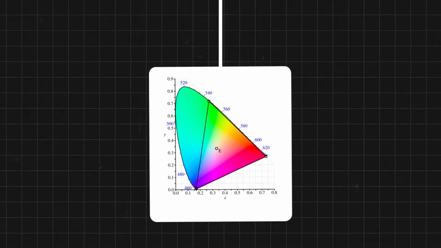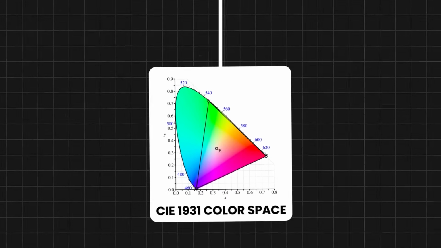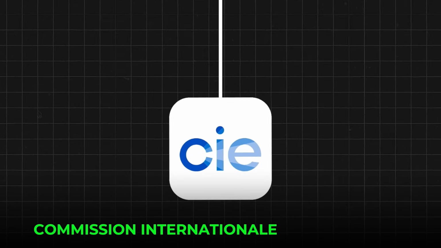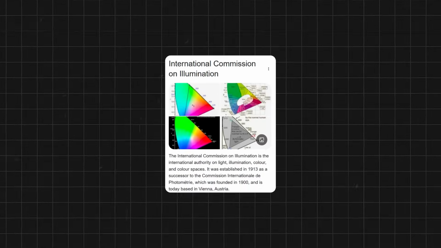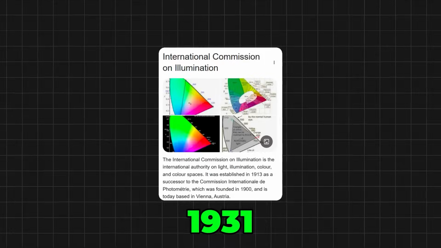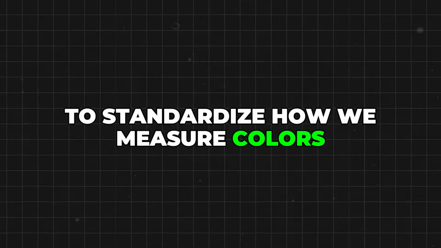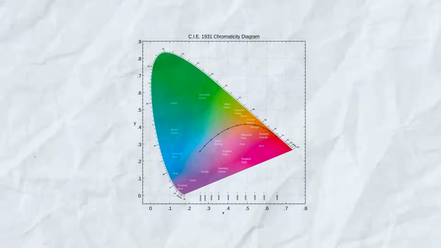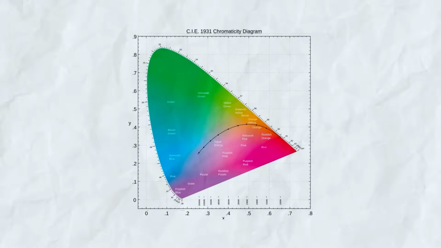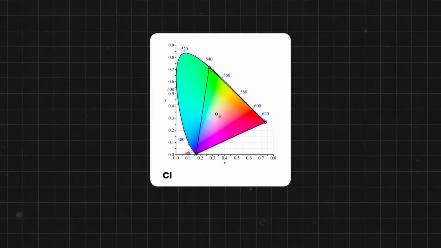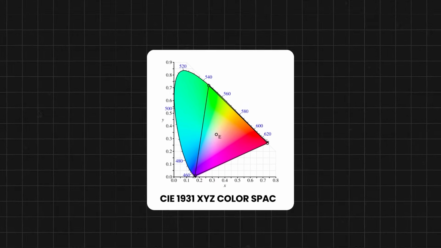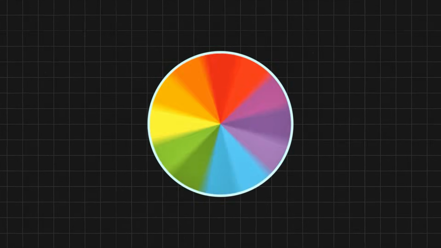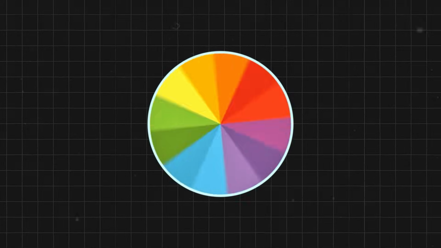This blob is named the CIE 1931 color space, created by the CIE, or Commission Internationale de l'Éclairage, or International Commission on Illumination, in 1931 to standardize how we measure colors. These color spaces were a game changer. For the first time, we had a way to mathematically define colors based on human perception. The CIE 1931 XYZ color space, which gives us that iconic horseshoe diagram, was designed to encompass all colors visible to the average human eye.